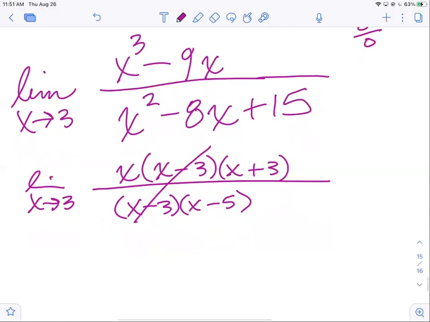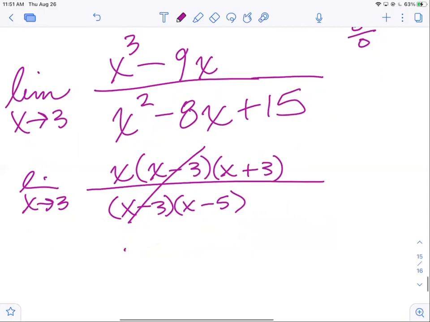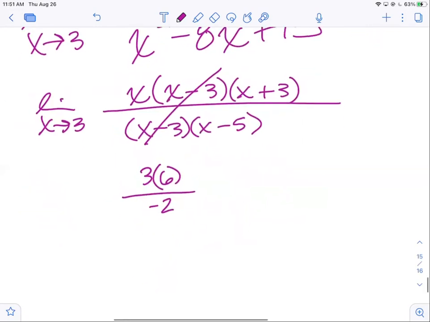So now when we plug in, we don't need to write the limit anymore. We just get 3 times 3 plus 3 is 6, all over 3 minus 5 is negative 2. And if this were a free response, could we call it a day? Could we be done right there? Yeah.